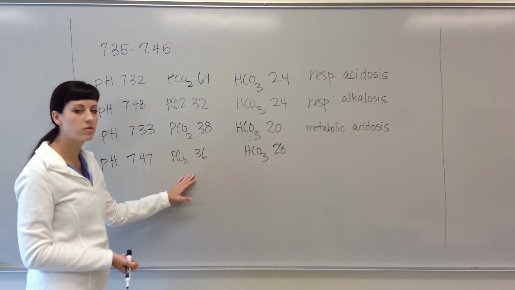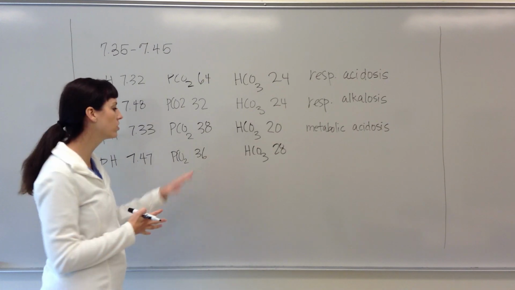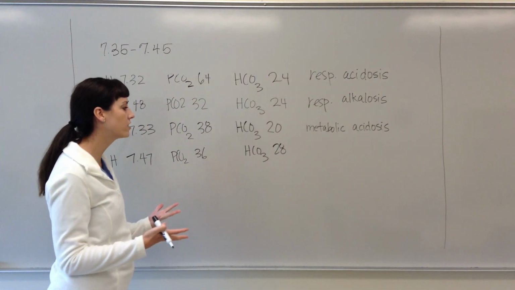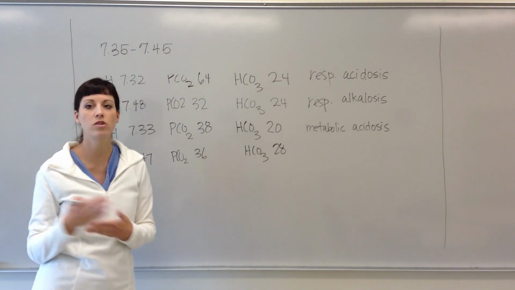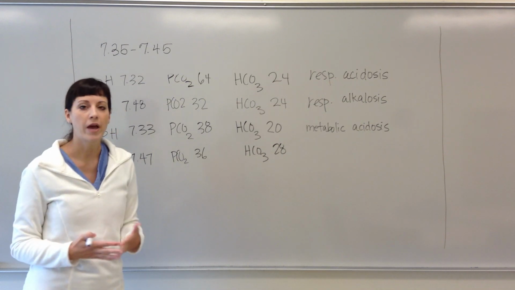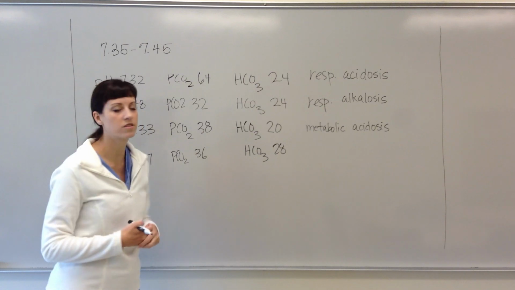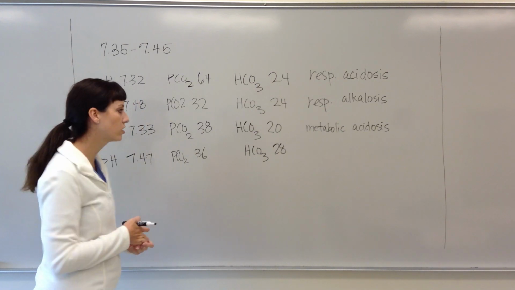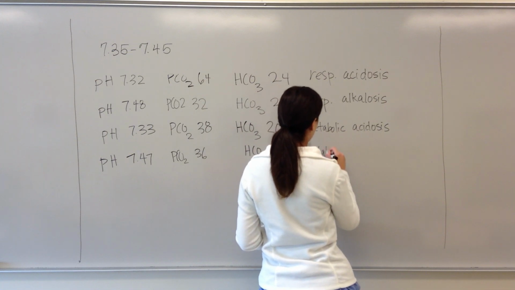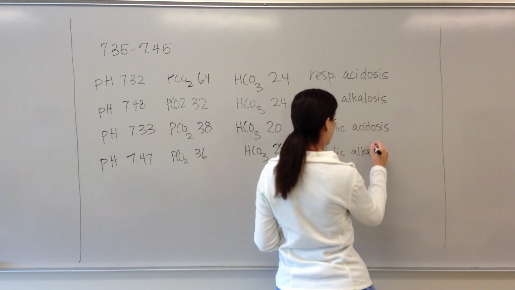The PCO2 is 36, and the normal CO2 is 35 to 45, so that is normal. So we move on to our bicarb, and our bicarb is 28. Normal bicarb is 22 to 26. Bicarb is a base. Too much base makes us alkalotic or basic, and we know that this bicarb level is high. So this person is going to be in metabolic alkalosis because the problem is that the bicarb level is too high.